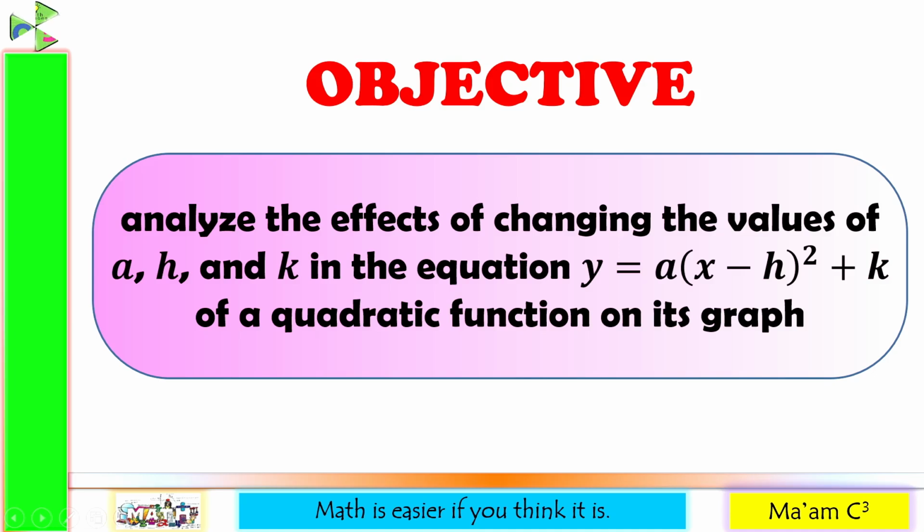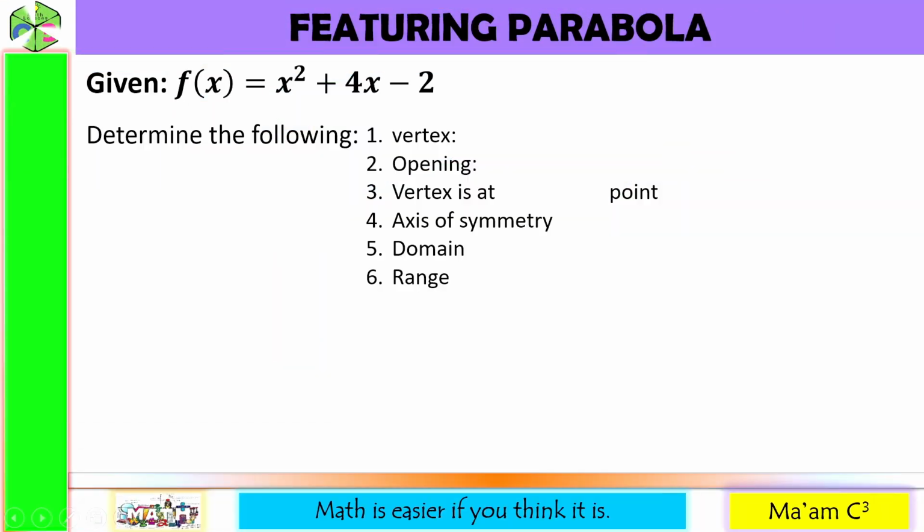Our objective in this lesson is to analyze the effects of changing the values of a, h, and k in the equation y is equal to a times the quantity x minus h squared plus k of a quadratic function on its graph. Let's have a quick review of our previous lesson featuring parabola.